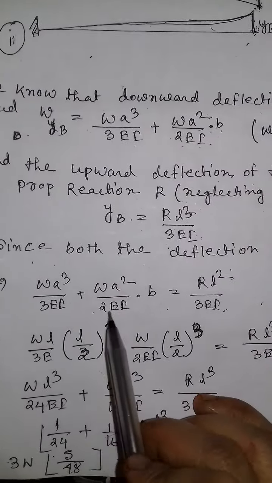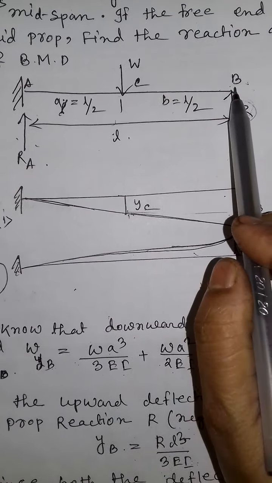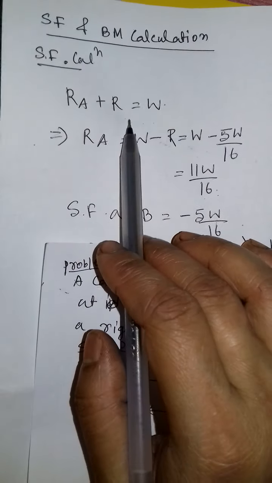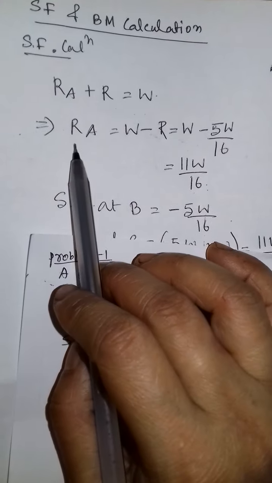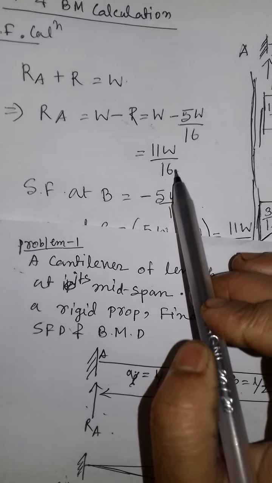Now we draw the SFD and BMD. For that, we require the value of R. At the fixed end, there is a reaction RA. This is in the upward direction, and the prop reaction is also in the upward direction, and W is in the downward direction. So we can write RA plus R is equal to W. So here RA is equal to W minus R. Put the value of R, we get 11W by 16.